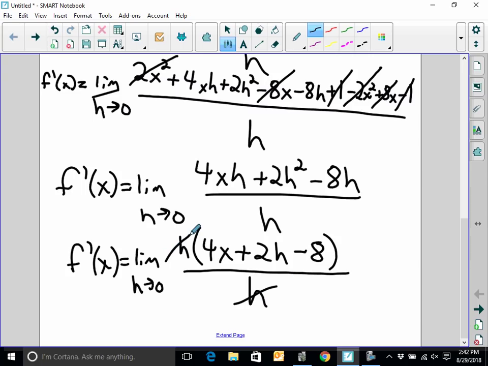So again, after I factor out that h, I'm left with 4x plus 2h. Make sure you see there's still an h with that 2, because it was a 2h squared originally, minus 8, over h. So I cancel out my h's, and I'm left with this.